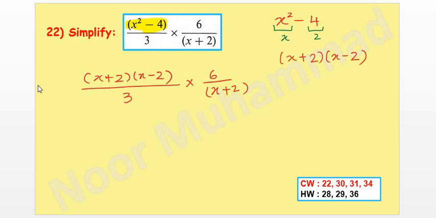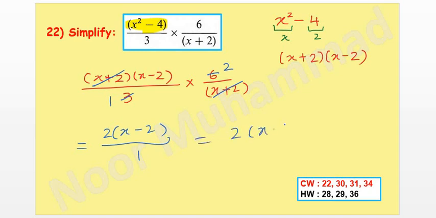So I have fixed all of them. So this one, x plus 2, can be cancelled with this x plus 2, and here 3 times 1 is 3 and 3 times 2 is 6, meaning this 3 and 6 can be divided by 3. So finally, what is left in the numerator? 2 times the bracket 2 times x minus 2, and in the denominator it's only 1. That means 2 into x minus 2 is our final answer.